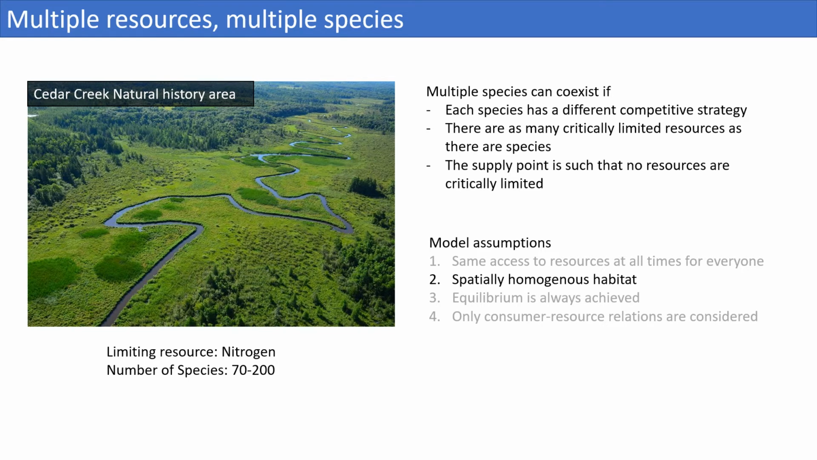In the previous video, we talked about the limitations of the Tilman resource ratio model and introduced the metapopulation model that relaxes one of these limitations, namely that all individuals have the same access to all resources at the same time. In this video, we will see what happens when we relax another assumption, that the habitat is spatially homogeneous.